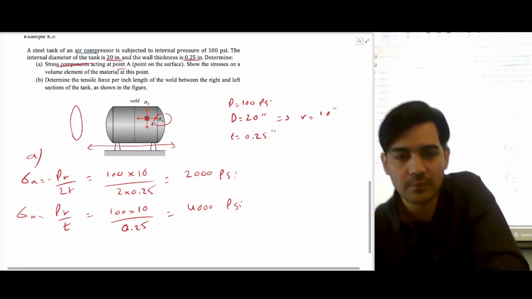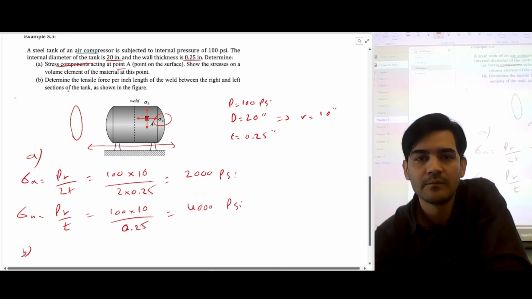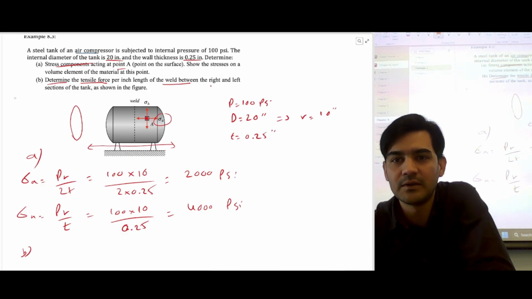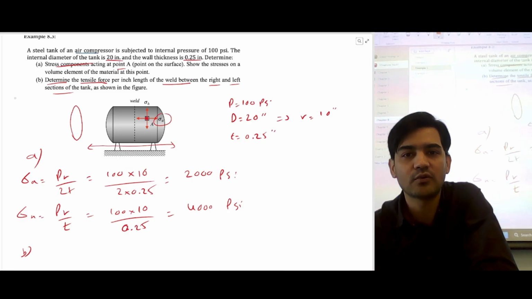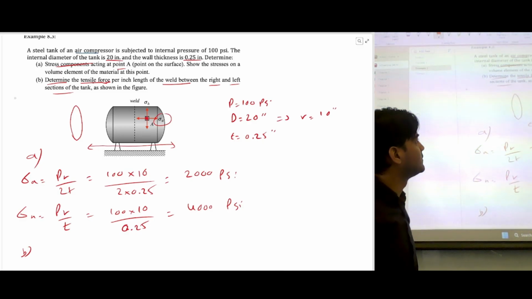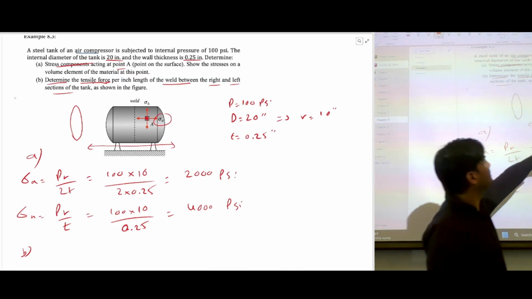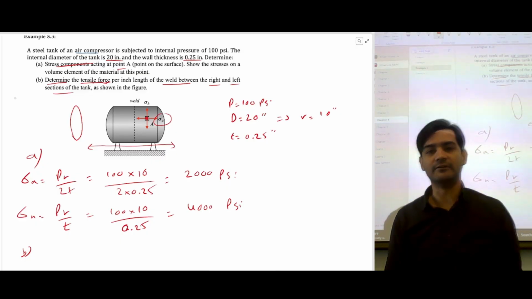So our B part is to determine the tensile force per inch length of the weld between the right and left section. So we have to calculate the tensile force, the force which is going to be applied along the weld.